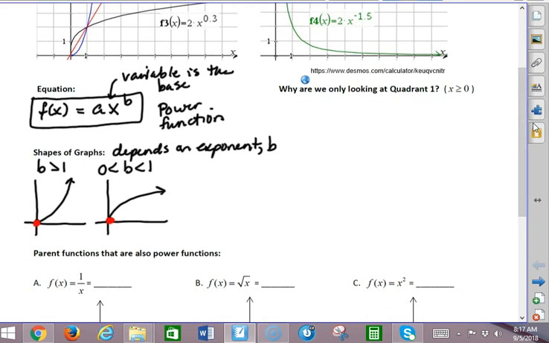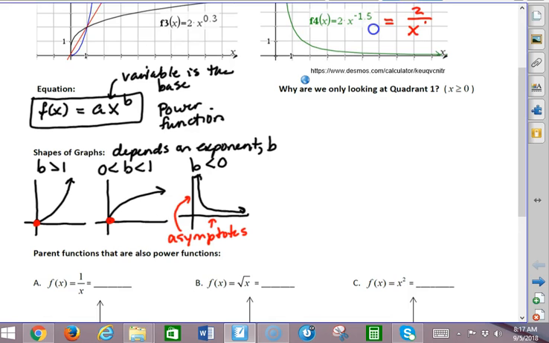The third one, though, when the exponent is less than 0, when we have a negative exponent here, has a completely different shape. It has two asymptotes that it runs along. So both the x and the y-axis are asymptotes. Notice that it is undefined for x equals 0 because this is the same as saying 2 over x to the 1.5. This is undefined at x equals 0, so it has no y-intercept. So these are the three characteristic shapes of power functions.